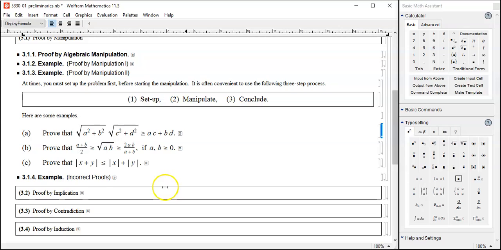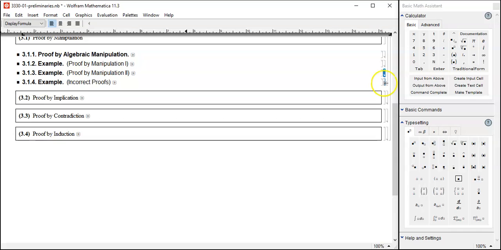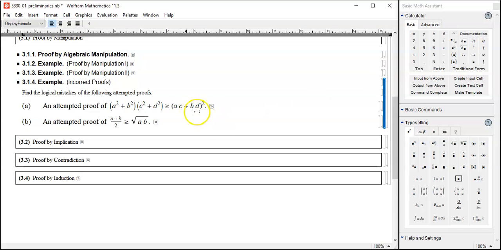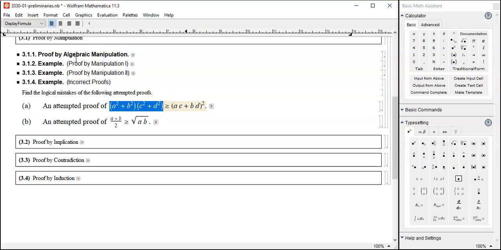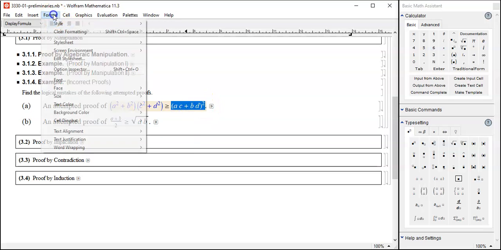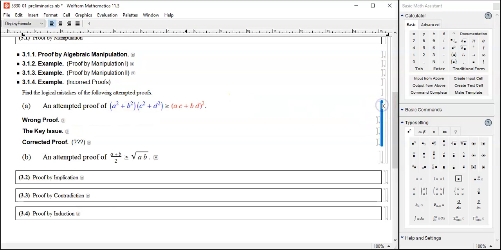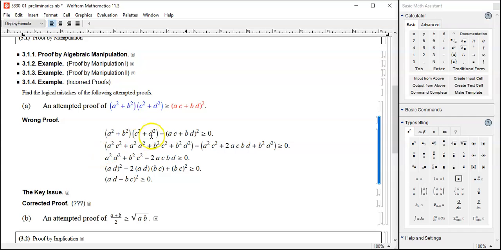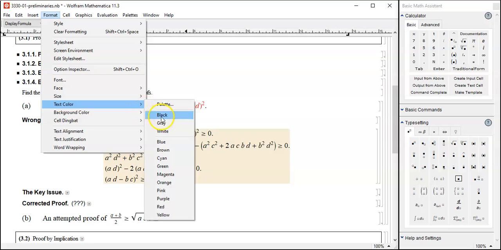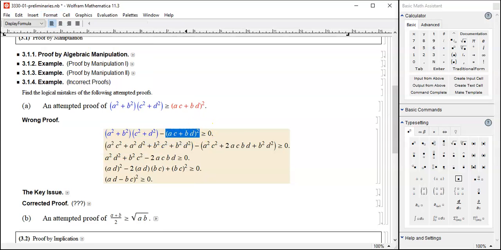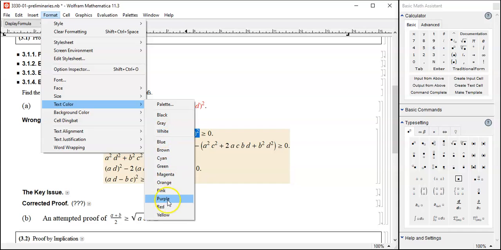Now, do I have enough time for the last example here? Discussion on incorrect proof. Okay, let's talk about it. Here's an attempted proof that this blue term is greater than or equal to this red term, which we already did. And it's a wrong proof. This is blue, and this is red. Blue minus red is greater than or equal to 0.